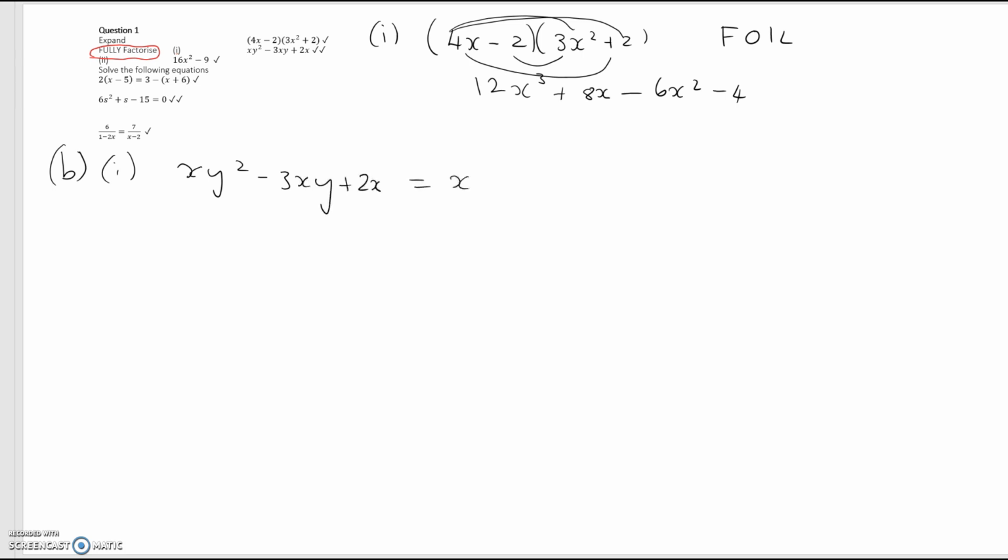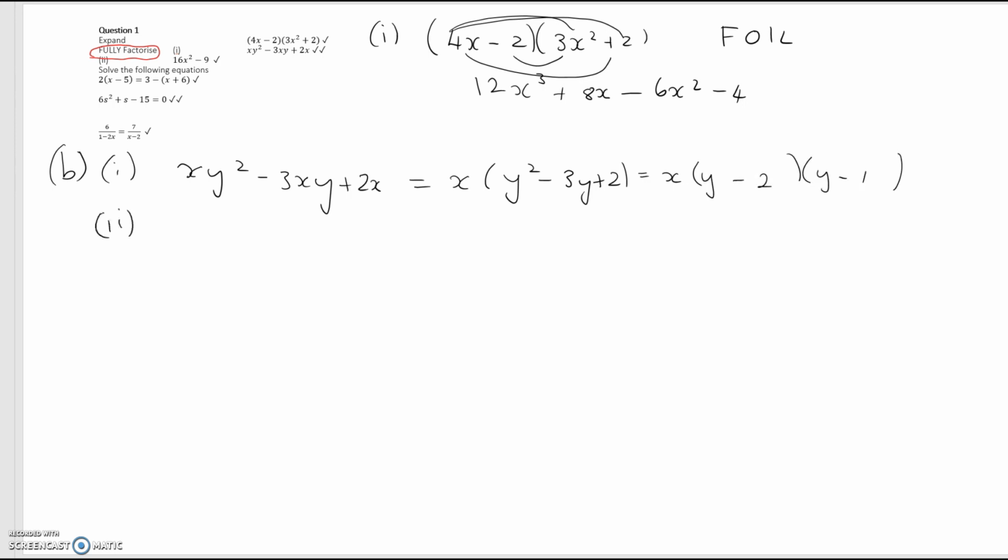Most of you managed to get the x as a common factor. But to fully factorize, you need to factorize the remaining quadratic. And that becomes y minus 2, y minus 1.